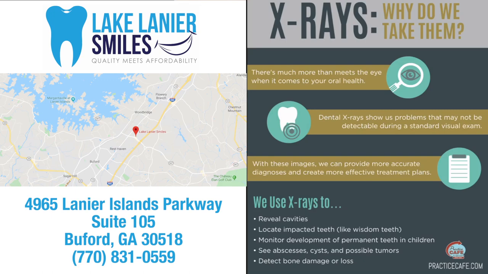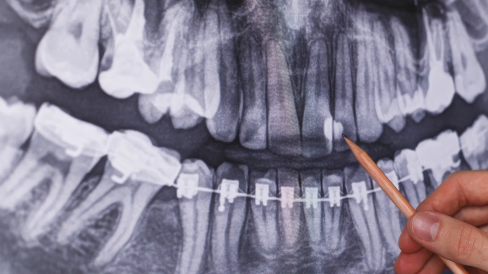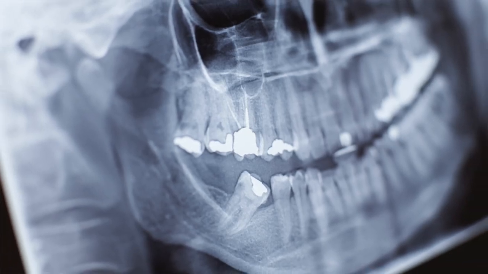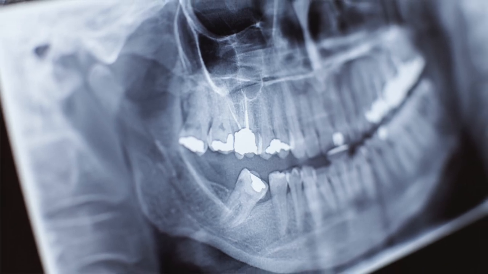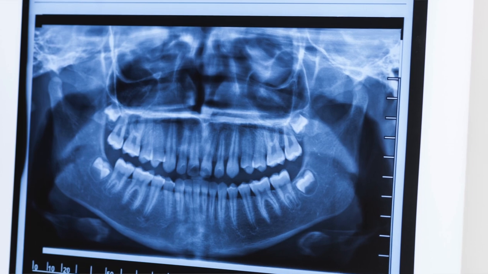Today I'm going to explain why we need dental x-rays in our office. We use x-rays to reveal cavities, locate impacted wisdom teeth, monitor development of permanent teeth in children, see if there is any abscess or cyst or possible tumors, and also bone loss due to gum disease.